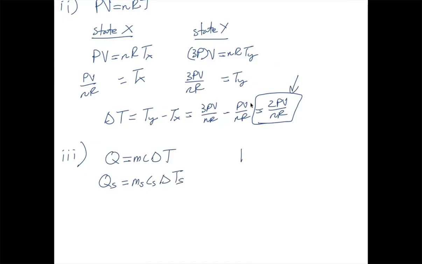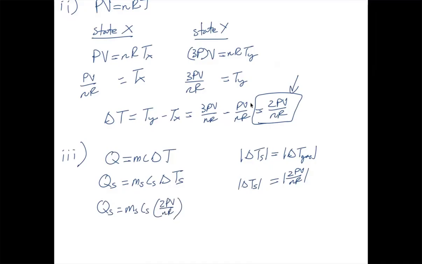And the magnitude of the change in temperature of the sphere should match the magnitude of the change in temperature of the gas. So it should be 2PV over nR, since the gas increased by that same amount of temperature. So we'll plug that in here. So we'll say Q sub s is equal to M sub s times the specific heat times that temperature change, which is 2PV over nR.